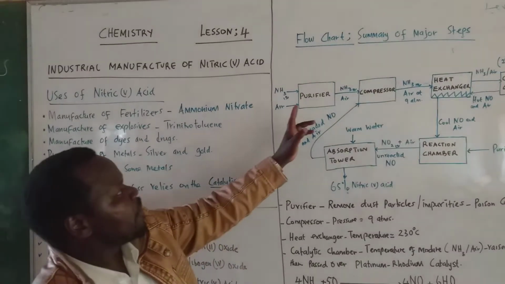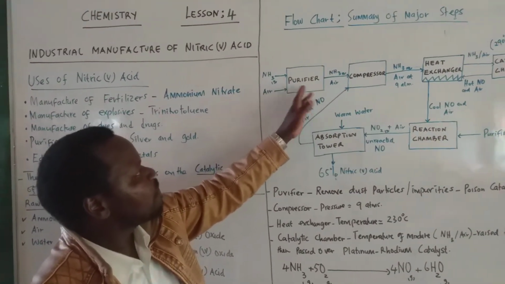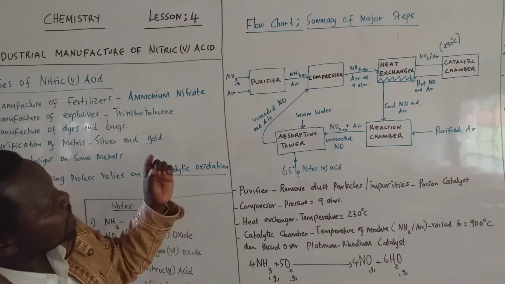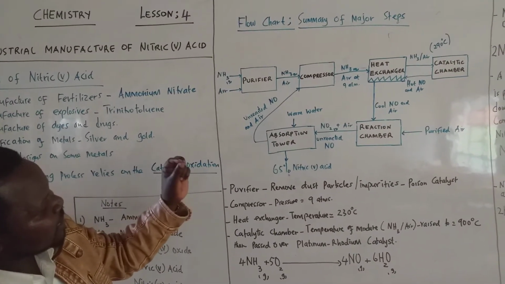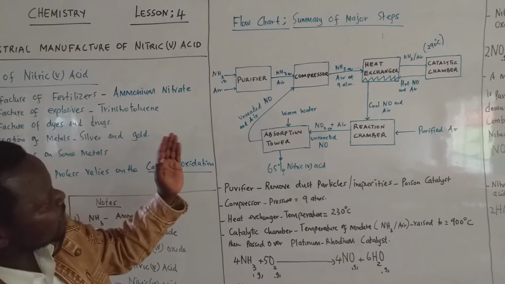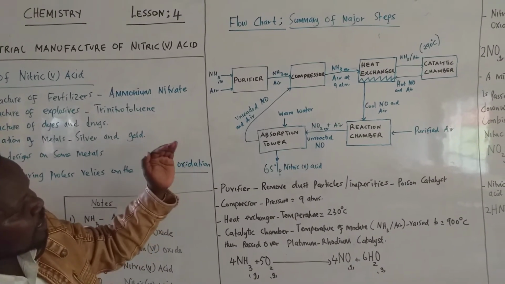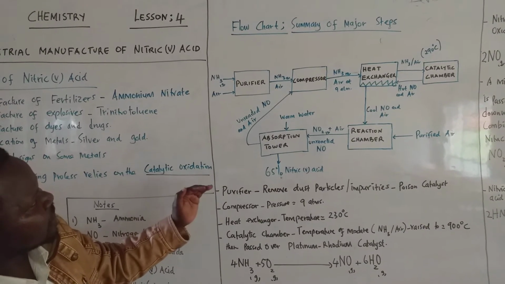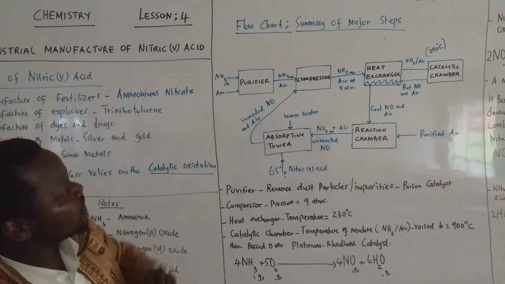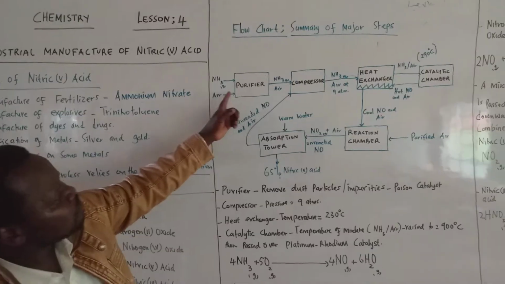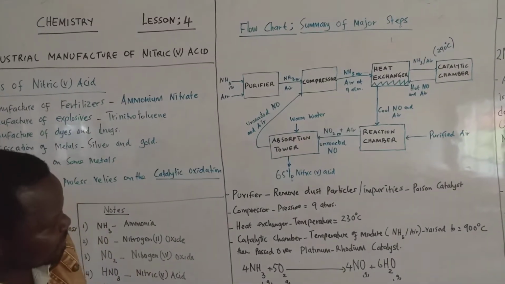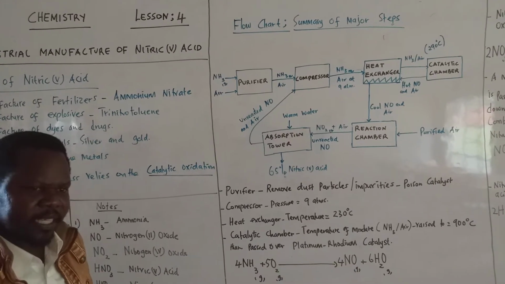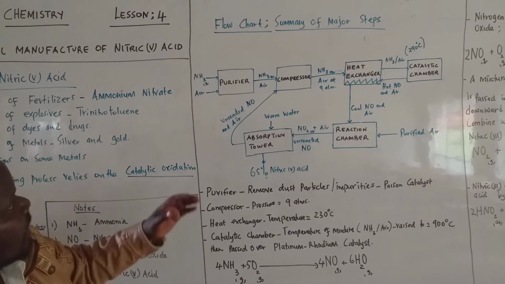The reason why there is need for the removal of the impurities is to prevent the impurities from poisoning the catalyst. To poison the catalyst is to lower the efficiency, to make the catalyst less efficient. And therefore, there is need for the impurities to be removed. One major way of removing the impurities, especially the dust particles, is by the process of electrostatic precipitation.